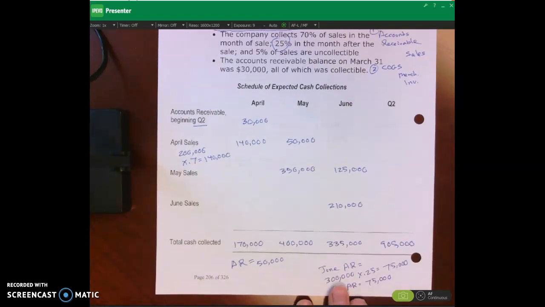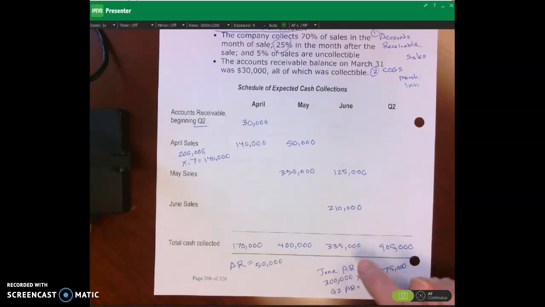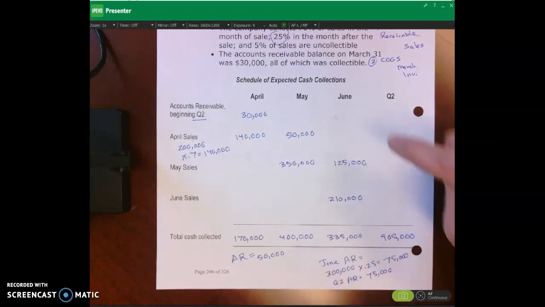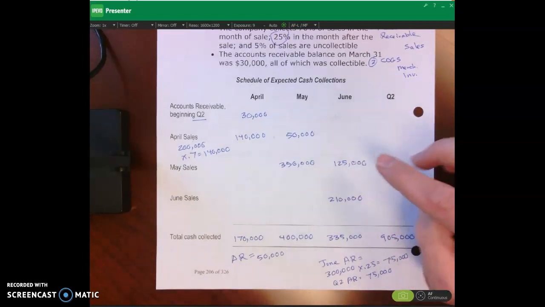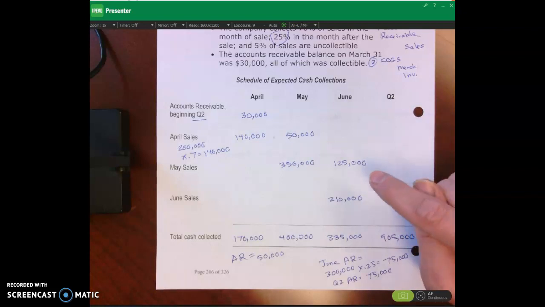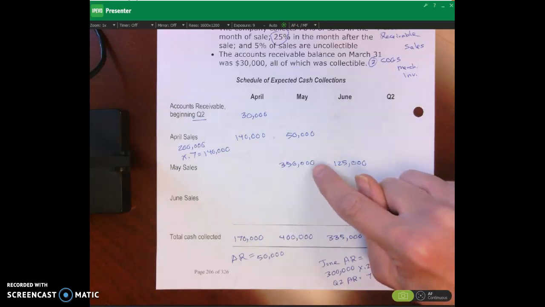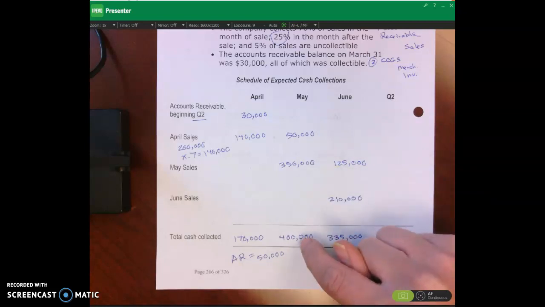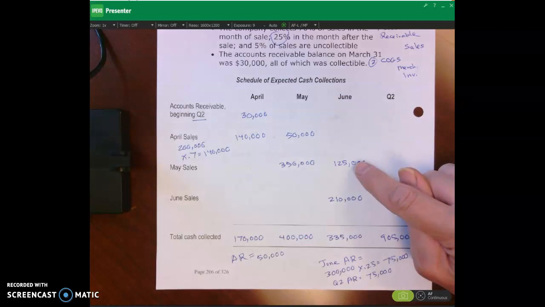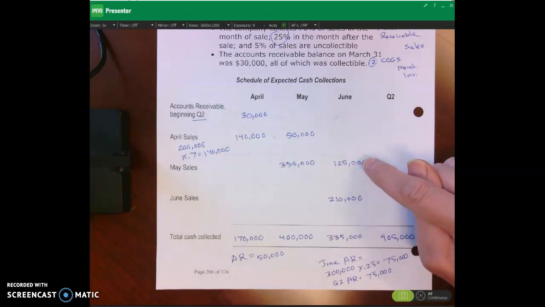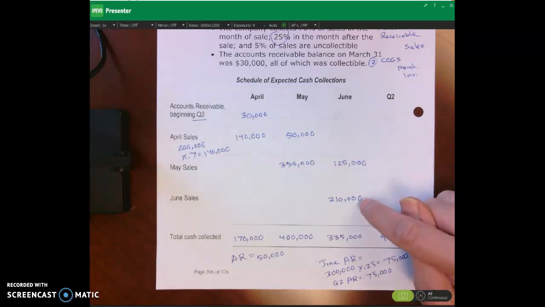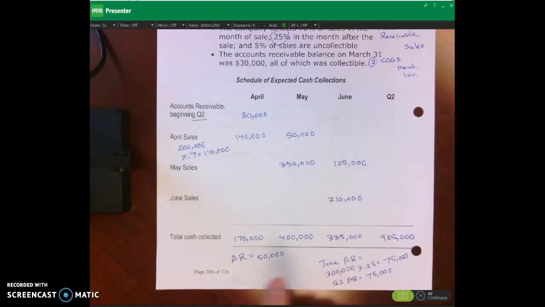Okay, so let's see how you did. For May, we've collected $400,000 in cash. Again, we had that $50,000 from April sales, and then from May, we had $500,000 in sales times 0.7, which gives us $350,000. We add those together and have $400,000. Then we collect 25% of that $500,000 in sales for May in June. That's right over here. For June, we had $300,000 in sales times 0.7, which gives us $210,000. Add the two together, $335,000. Then we can add across, and we collect a total cash of $905,000 in quarter two.